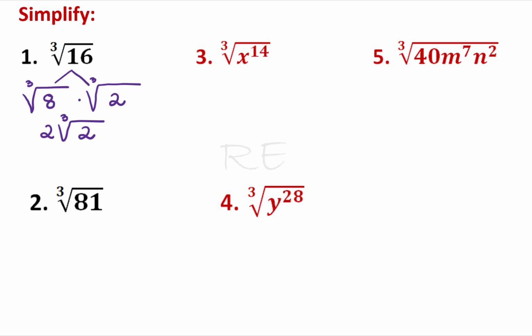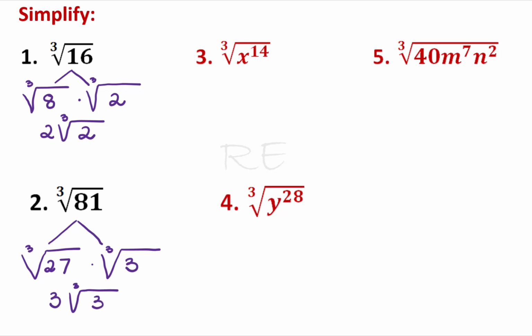Cube root of 81. The perfect cube that's a factor of 81 is 27. Cube root of 81 is equal to cube root of 27 times cube root of 3. 3 times 27 is 81. Cube root of 27 is 3. Our answer is 3 cube root of 3.